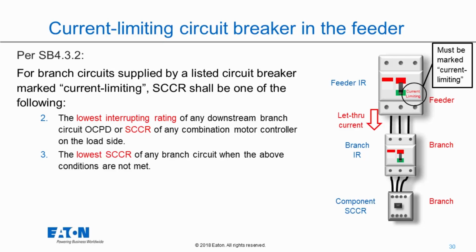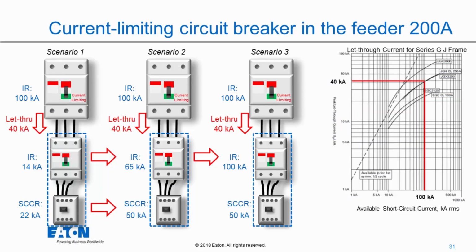So the short circuit current rating is going to be equal to either the lowest interrupting rating or that component SCCR. So let's do some examples here. It's going to be a lot easier once we do some examples. So in this case, I have a current limiting circuit breaker.